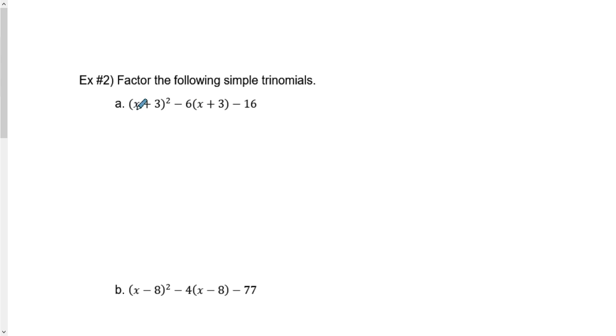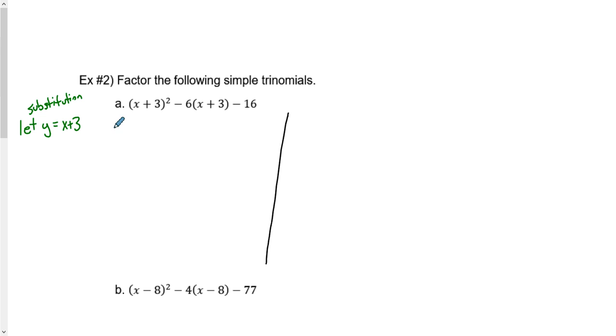So on this one, we have an x plus 3 squared, subtracting a 6x plus 3 minus 16. Well, we're going to do this two ways. We're going to use a substitution method, which we could have also used on the difference of squares. And we're going to do it the hard way. What we're going to do is use a let statement. We're going to let something equal something in here. What I mean by that is we're going to let some kind of variable, so we'll say y, equal an x plus 3.